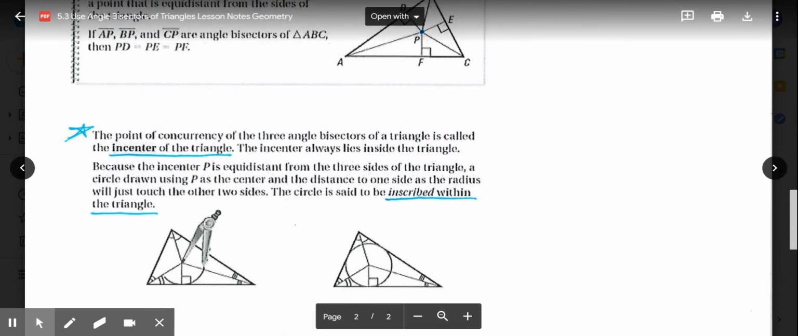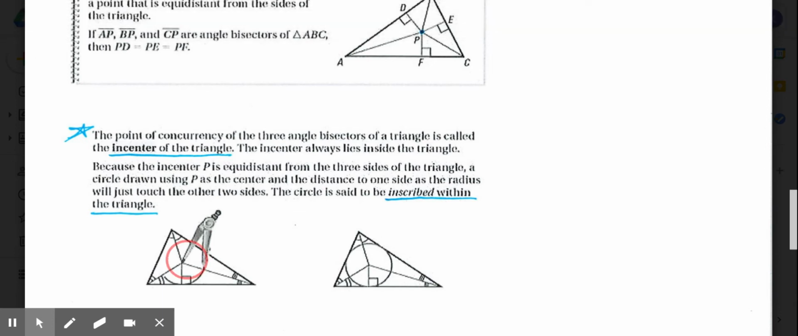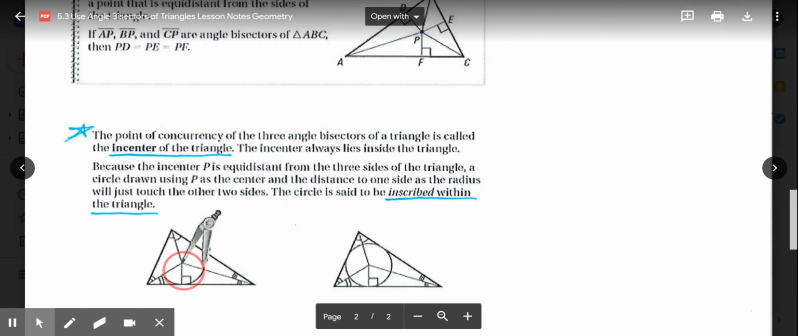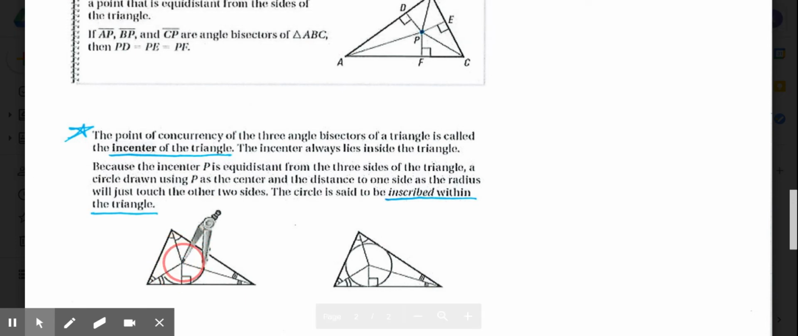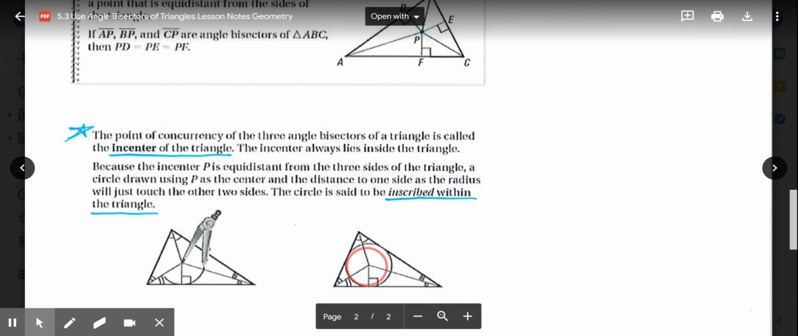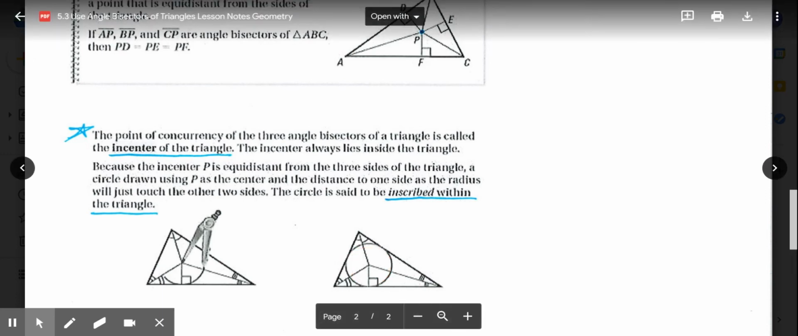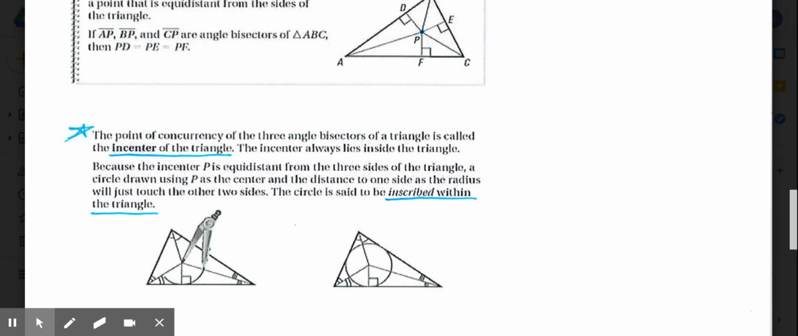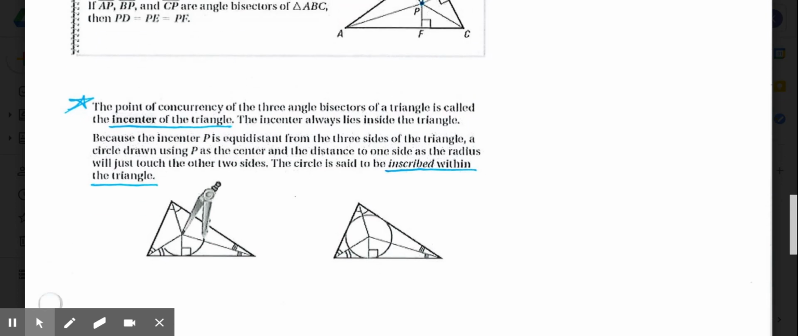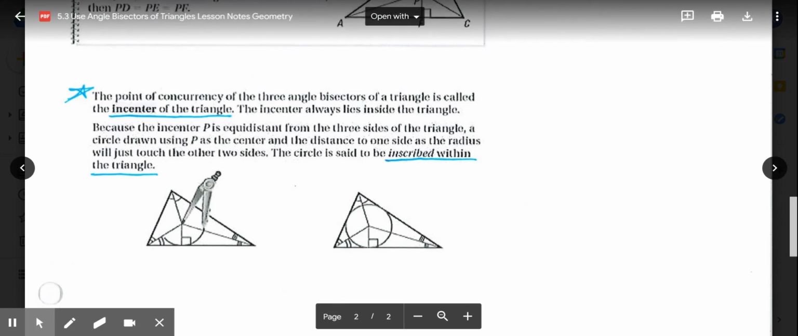And if we use a compass and set the point to our incenter, and then set the distance to one of our sides, we can fully inscribe a circle within the triangle, which would be right here. So the incenter allows us to draw a circle within the triangle, where our circumcenter allowed us to draw a circle outside of the triangle. So the idea of the incenter is it's equidistant from each of the sides.